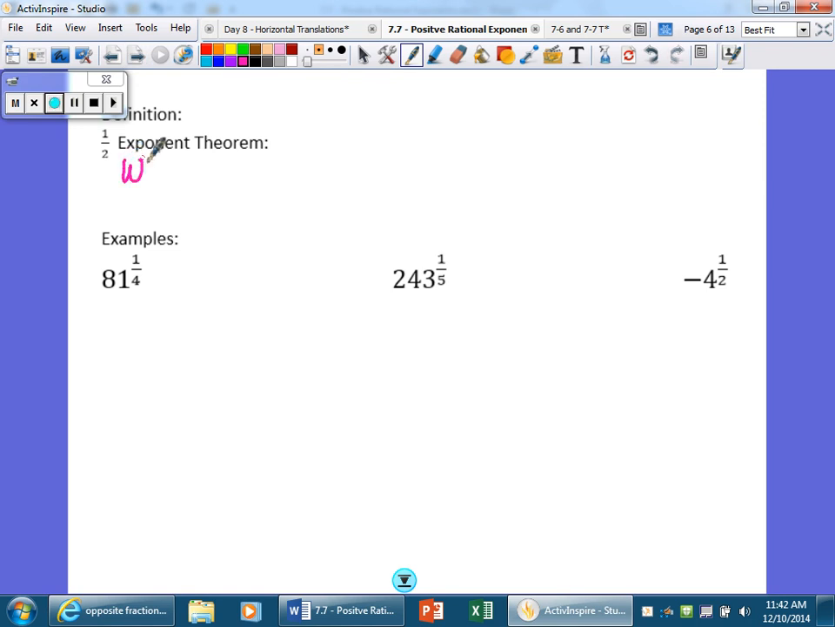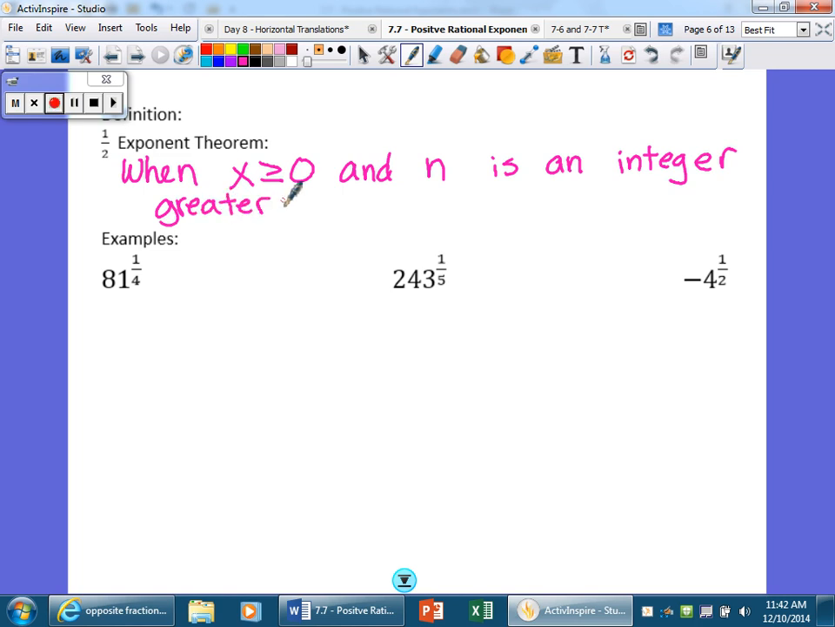So when x is greater than or equal to 0, and n is an integer greater than 1, now here's the important part. We have x to the 1/n, and here is how it's translated to an actual root symbol. Whatever number is in the denominator goes outside, and then inside we have our number raised to the first power.